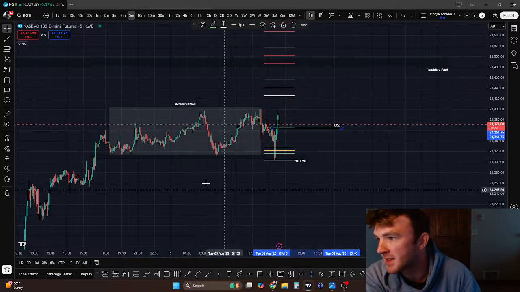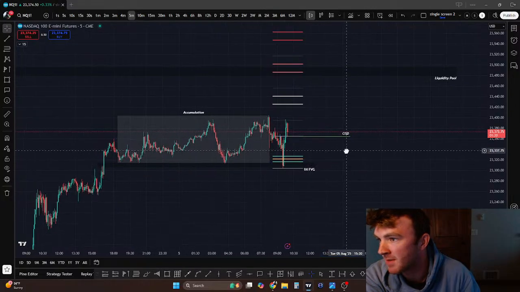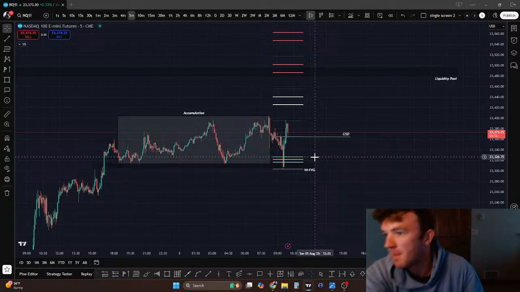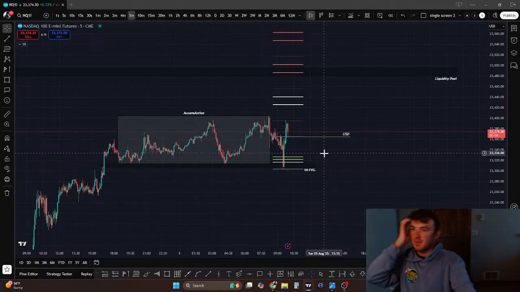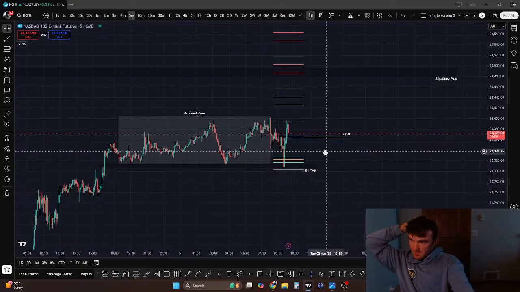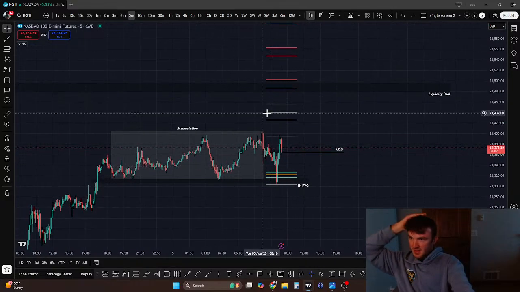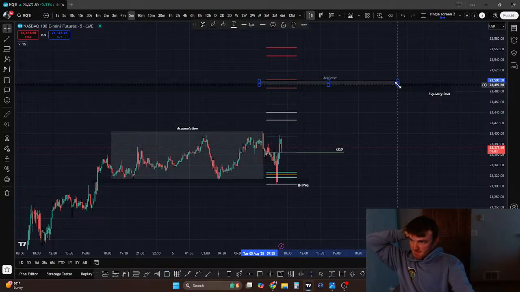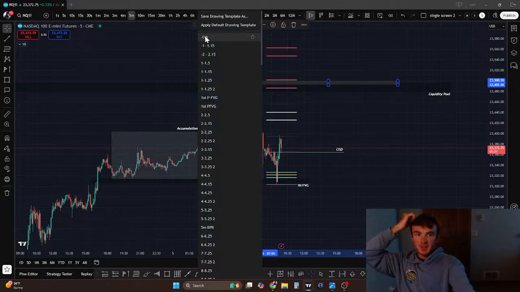But I do think this is clean, right? Sweep of equal lows, 5-minute change day delivery. What other, second standard deviation right there. I just want to make sure.